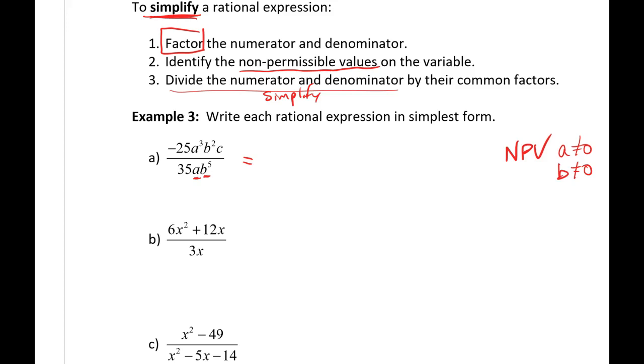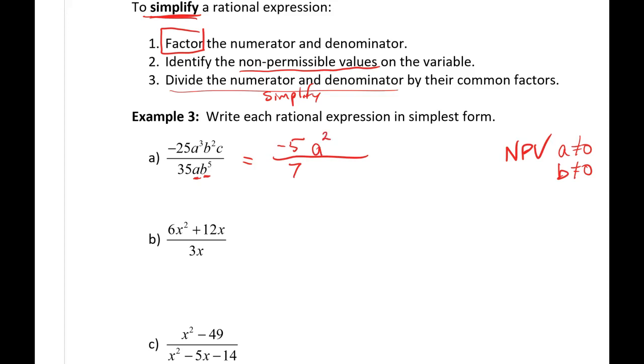Now let's simplify. Okay, so there's a fraction here. You have 25 over 35. There is a common factor of 5 there. If I divide the top by 5, I get 5. Divide the bottom by 5, I get 7. Okay, then I see there is an A in the numerator and denominator. If I divide that out, I end up with A squared.